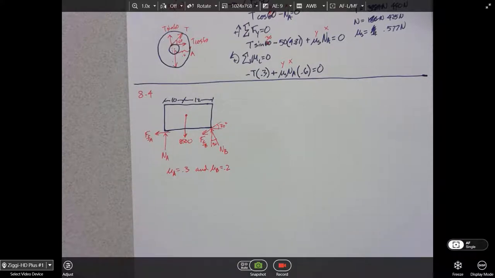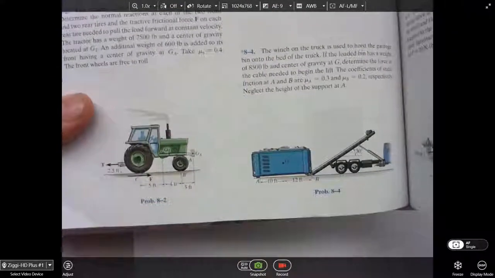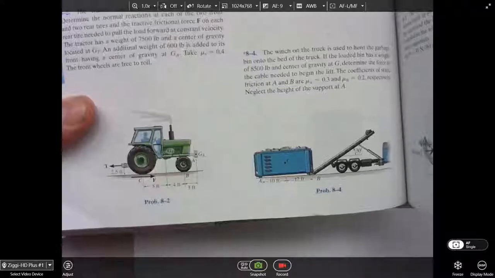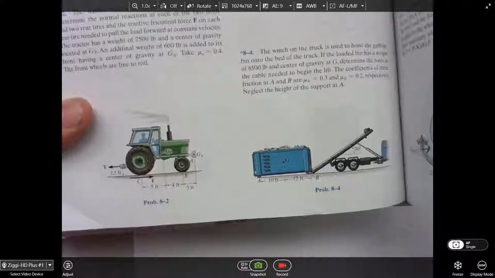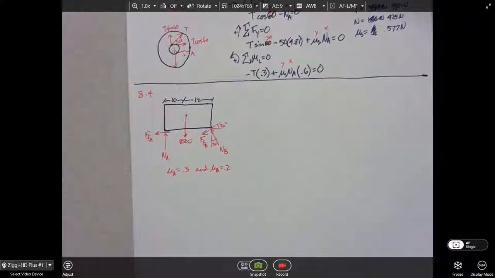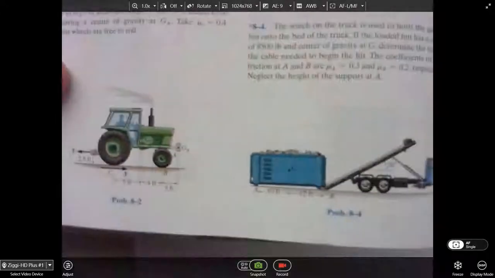I have a question. Why did you put your NA all the way at the very back? Because there's a little foot there, see? And they're giving me the dimensions, so, yeah. Okay. I was trying to make it bigger for you.